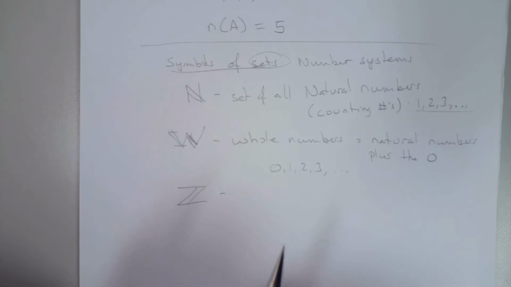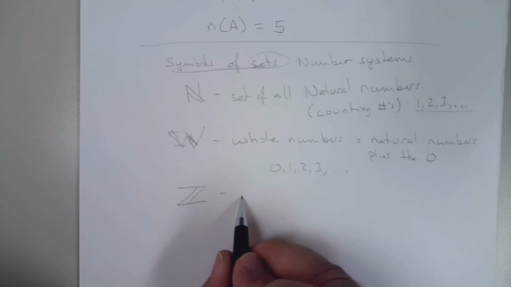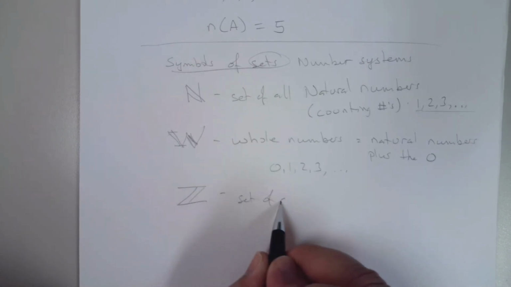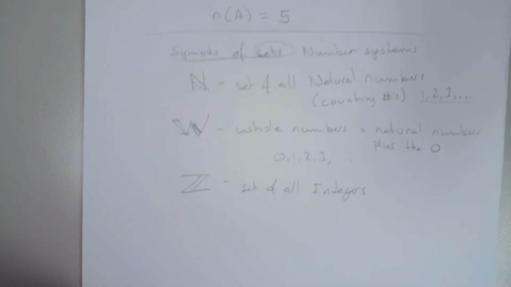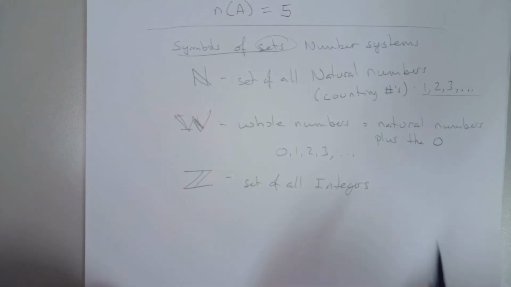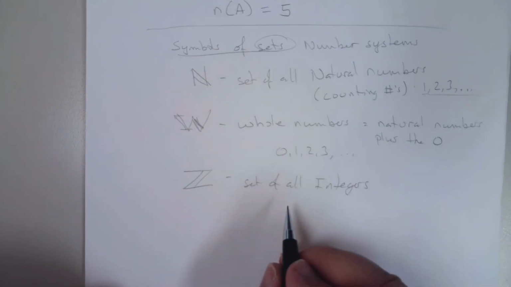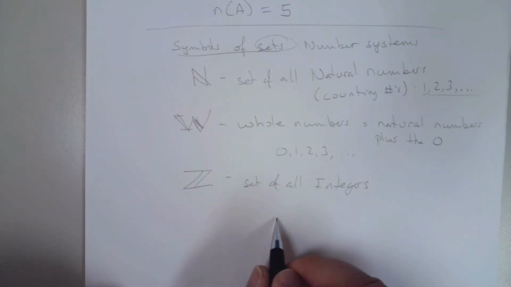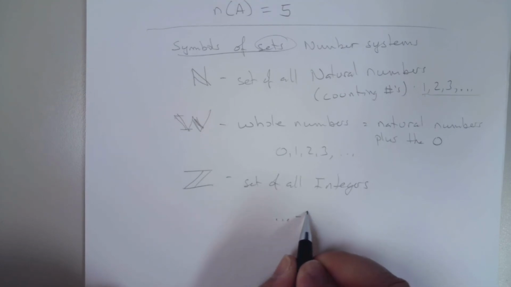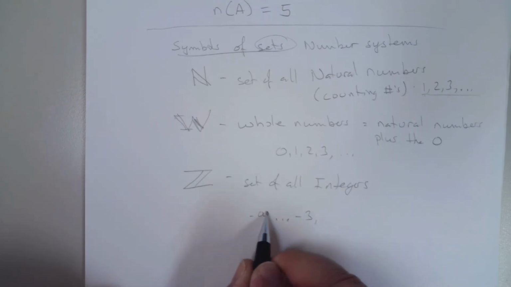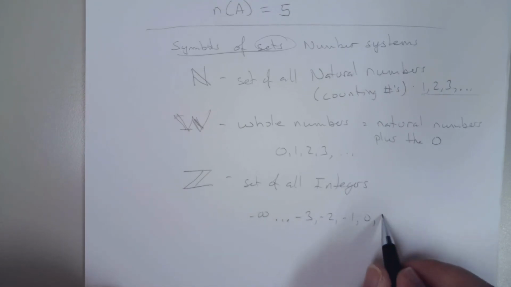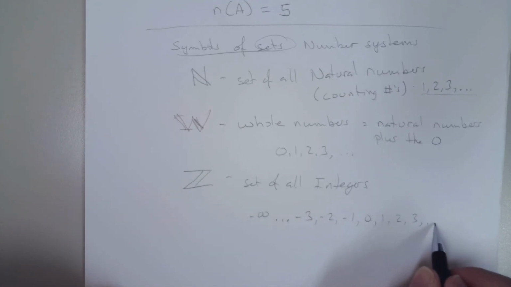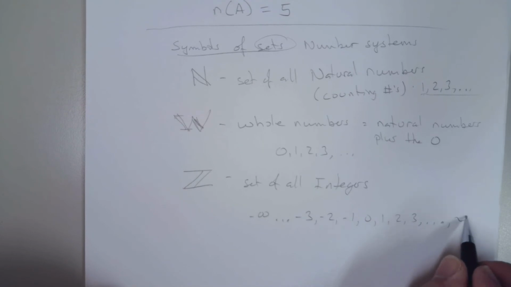If you see a Z, those stand for the set of all integers. Integers are all numbers from negative infinity to 0, to positive infinity.